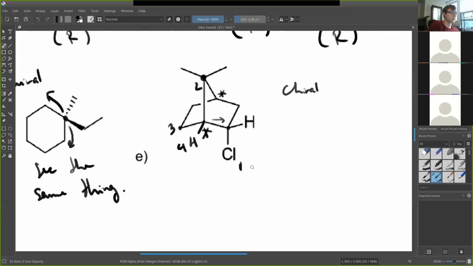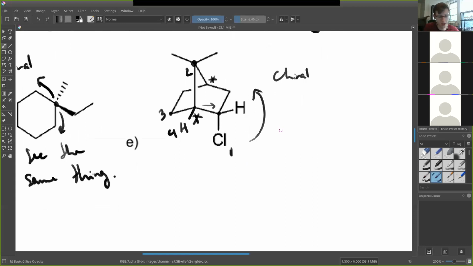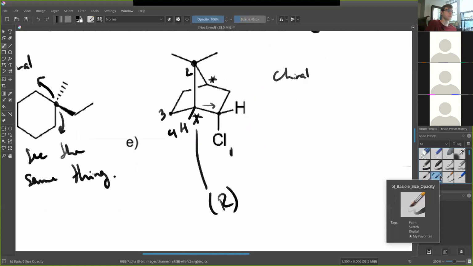Okay. So, all right, well, we go, whoops. So we're going that way, right? So that corresponds to S, but the hydrogen is sticking out front, right? So this here is R. Okay. It was because the hydrogen was sticking out front.